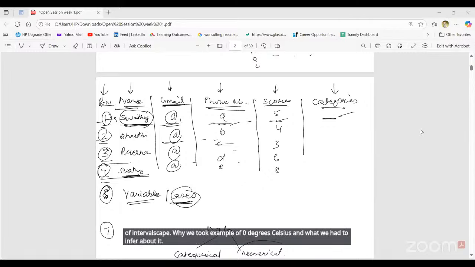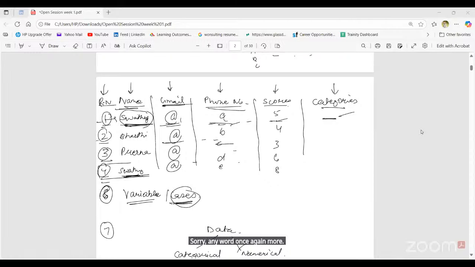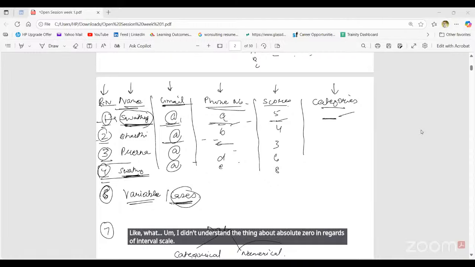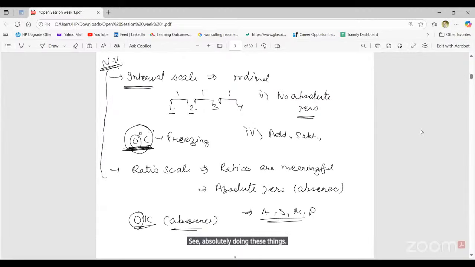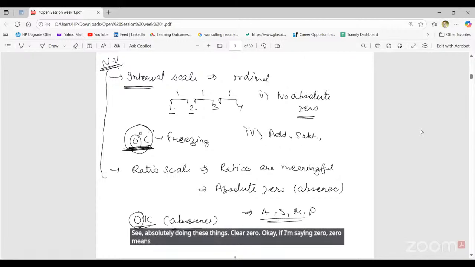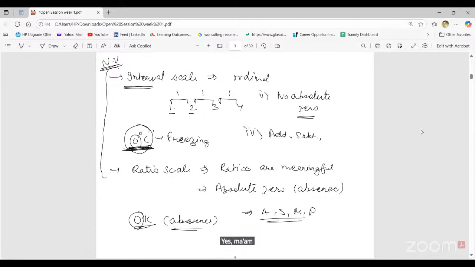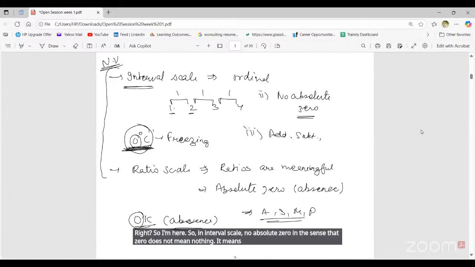What once again? I didn't understand the thing about absolute zero in regards of interval scale. What we were talking about: absolute zero does not exist in regards of interval scale. See, absolute zero in the sense here zero. If I'm saying zero, zero means nothing, right? Yes, ma'am. So in interval scale, no absolute zero in the sense that zero does not mean nothing. It means something. It has some value.